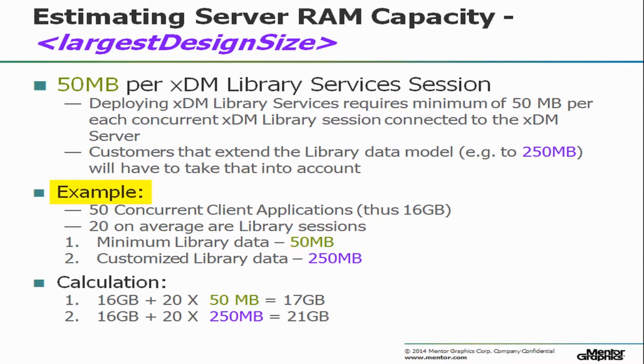Here is an example. Out of 50 concurrent client applications, which require 16 GB according to the table we just saw, on average, 20 are concurrent library sessions. In the default use case of 50 MB per session, we will end up with 17 GB required. However, for a customer that has 250 MB of library data model, it will sum up to 21 GB.